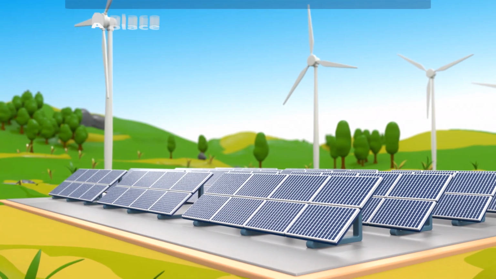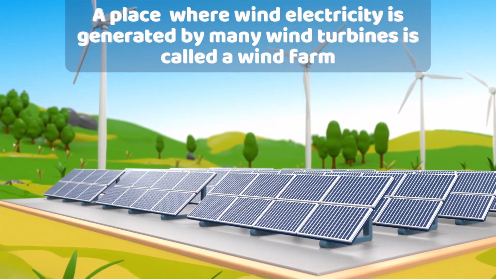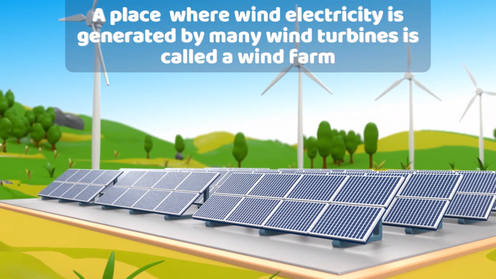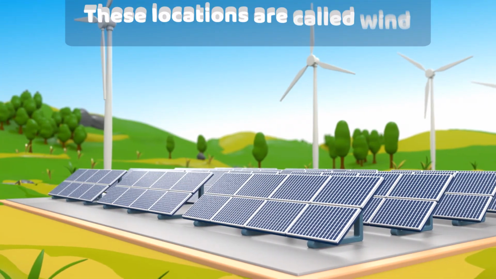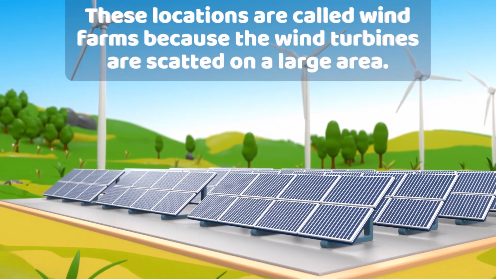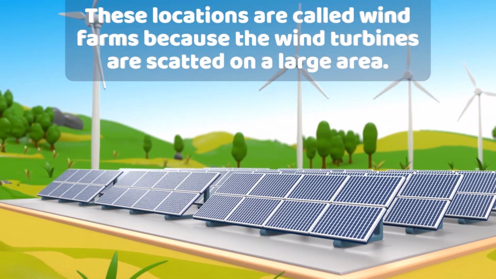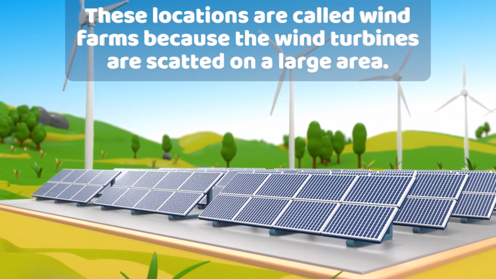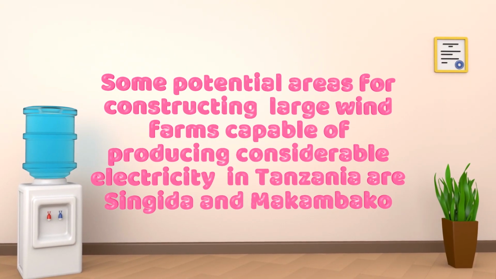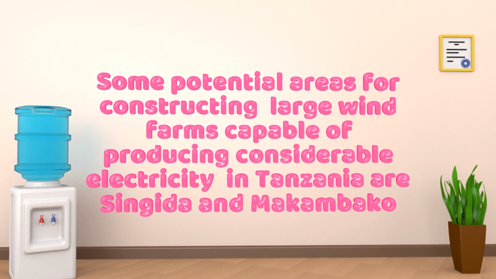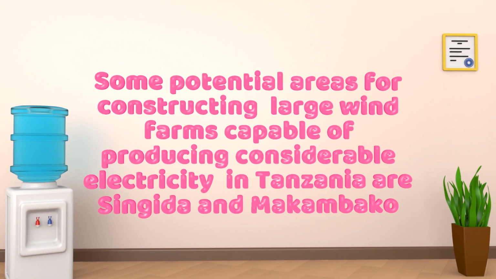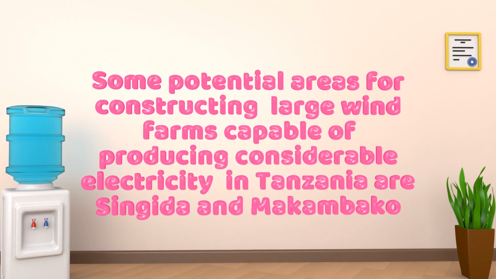A place where wind electricity is generated by many wind turbines is called a wind farm. These locations are called wind farms because the wind turbines are scattered on a large area. Some potential areas for constructing large wind farms capable of producing considerable electricity in Tanzania are Singida and Makambako.